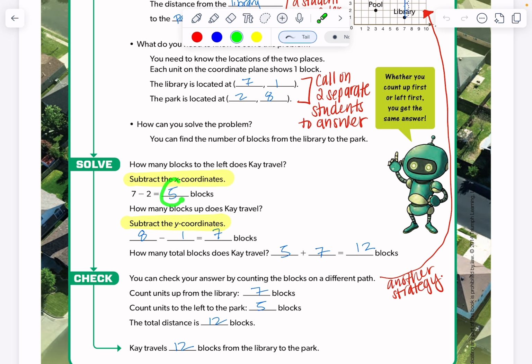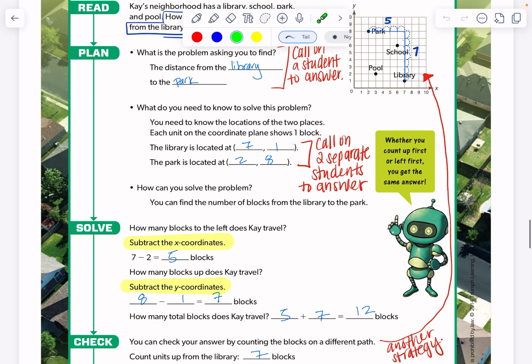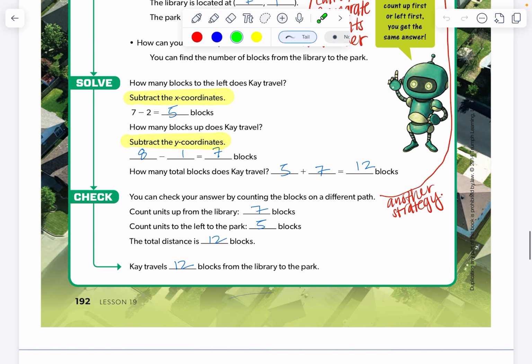we went 5 units along our x coordinate and then 7 units along our y coordinate. Adding that together gives us a total of 12 blocks in order for you to get from the library to the park.